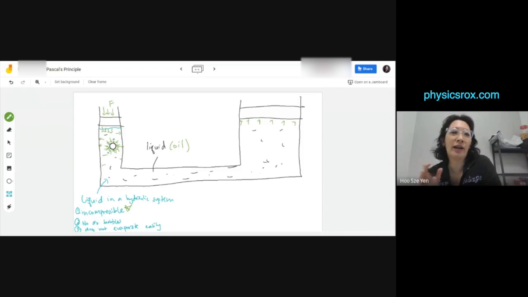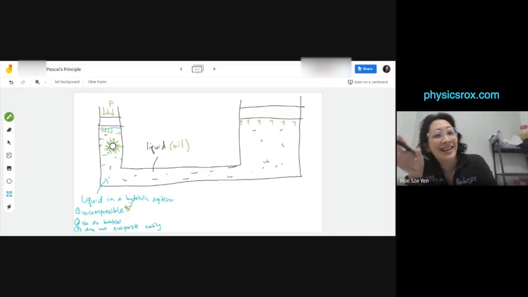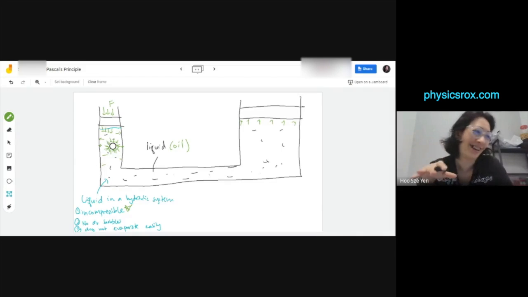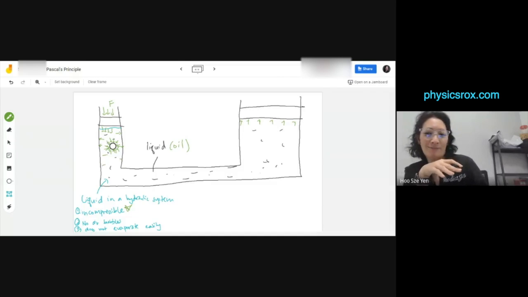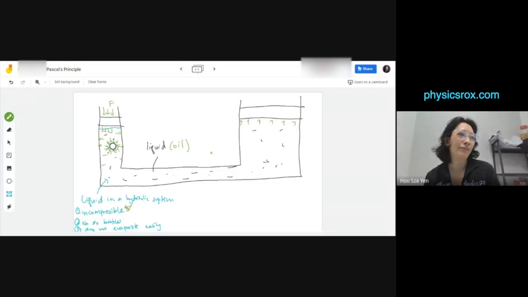We don't use mercury, in case you're wondering. Although mercury is incompressible, it is too heavy because the density is very high, so it's actually not good. So oil is one of the better ones. Any other question?